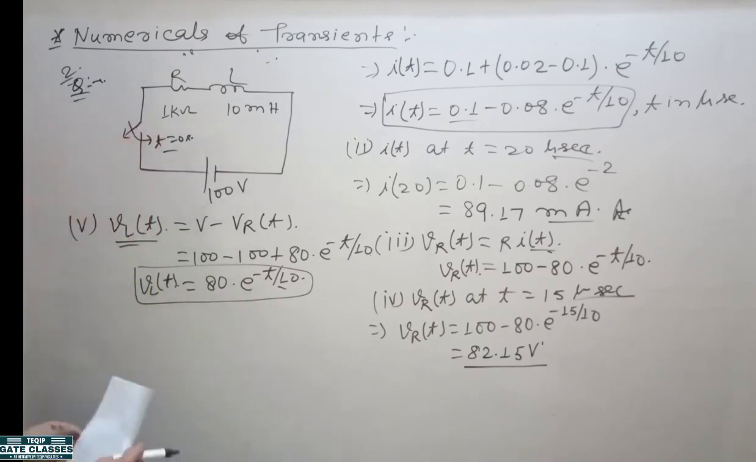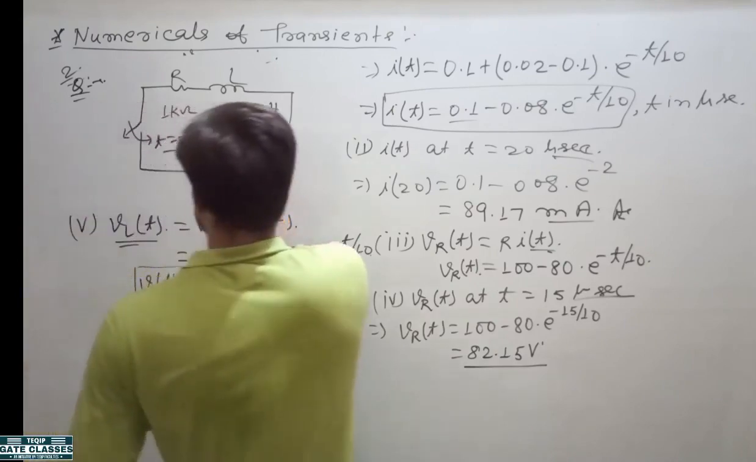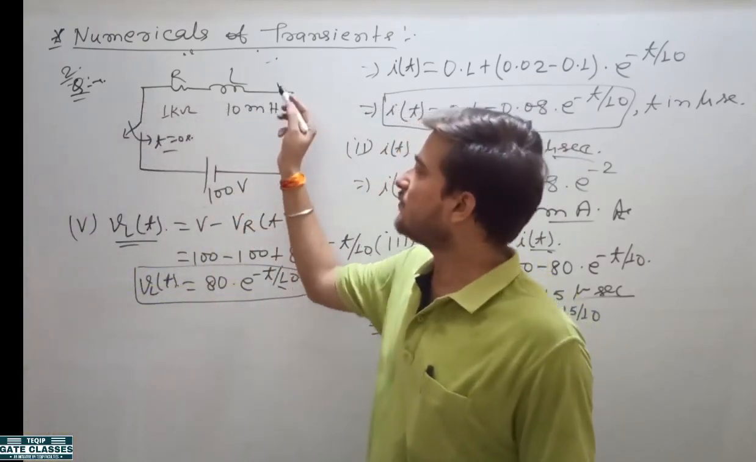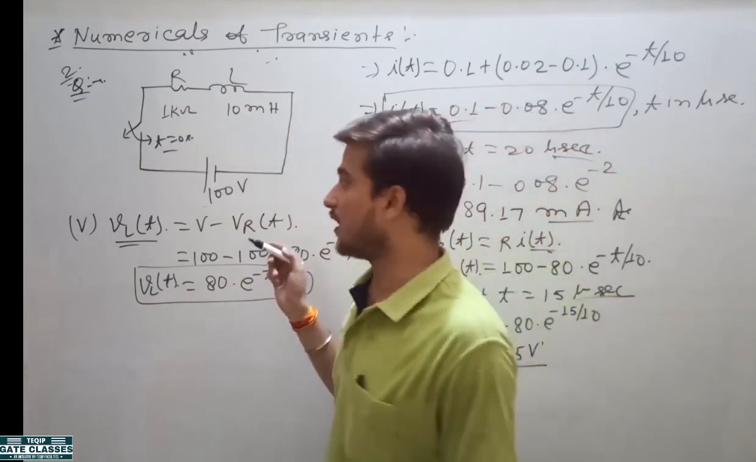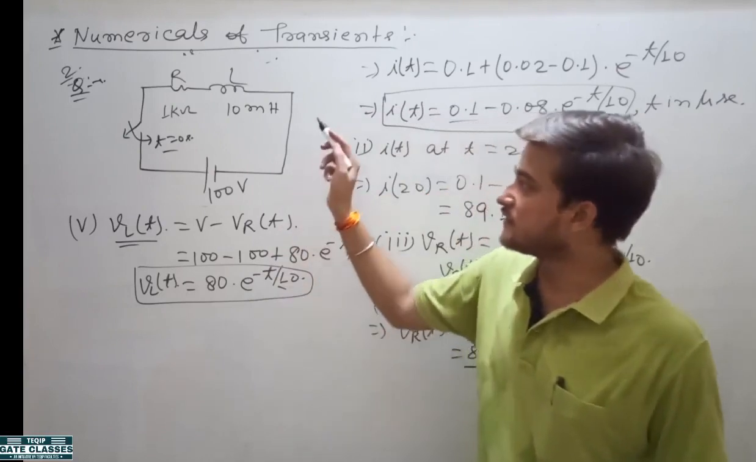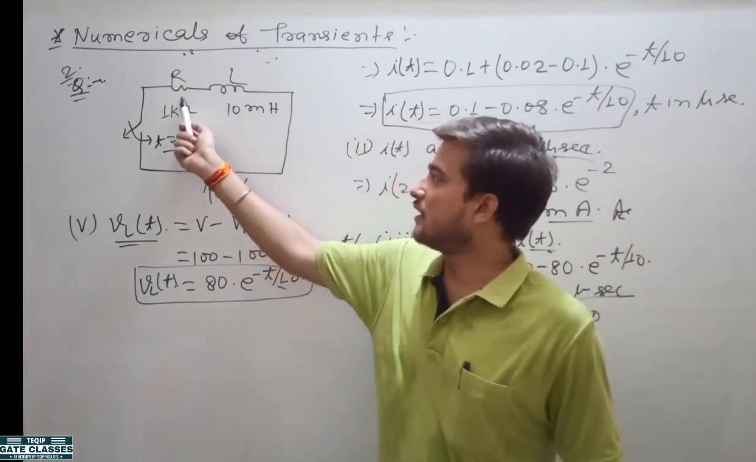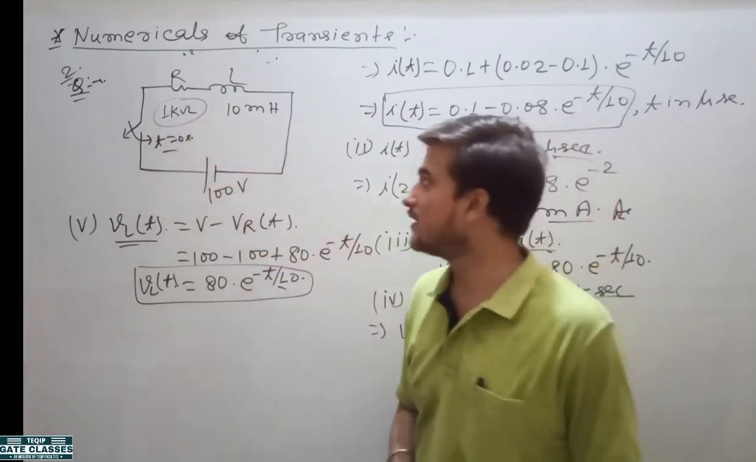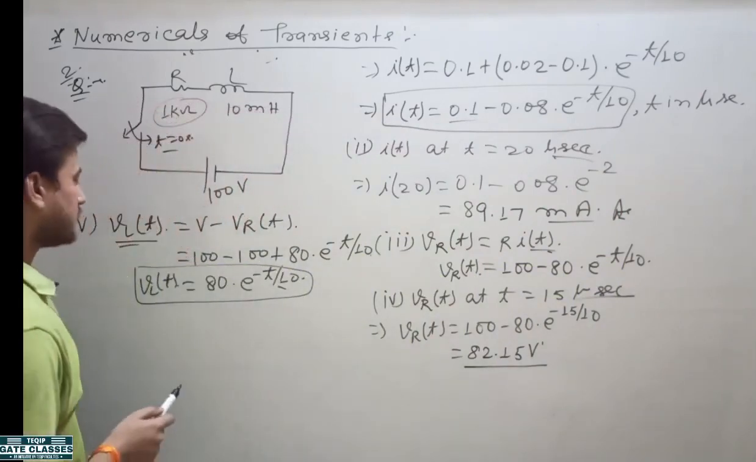Clear? But in the case when the initial conditions were 0, at that time when you put t equal to 0, you are getting 100 volt across the inductor. So now if it is carrying some initial current of 0.02 ampere, then there will be a potential drop of 20 volt across this resistor. Clear?